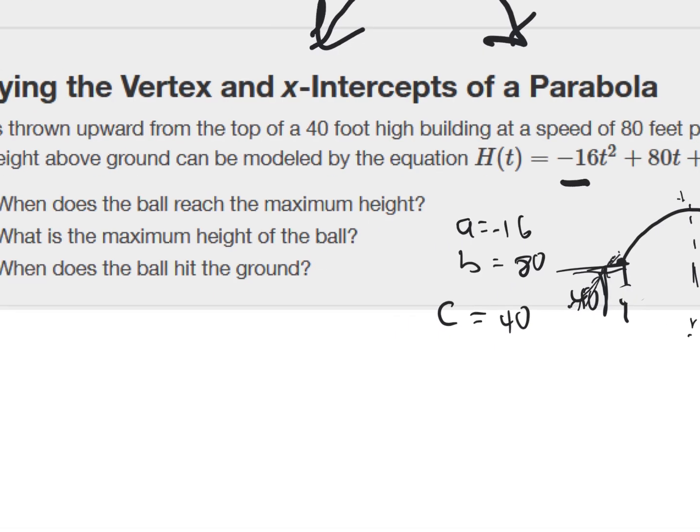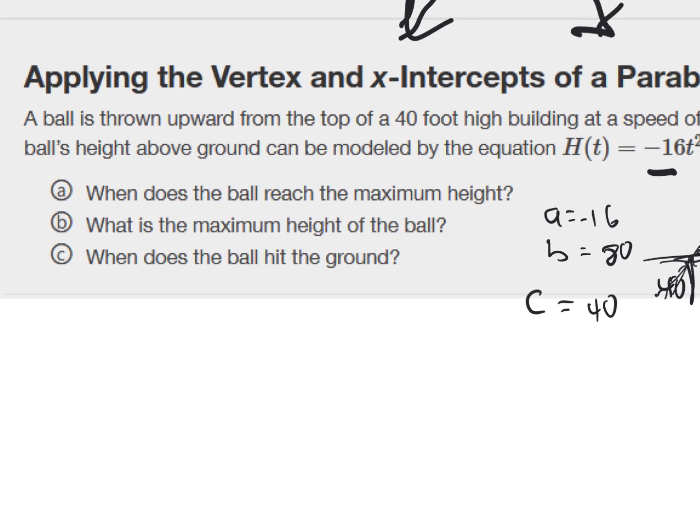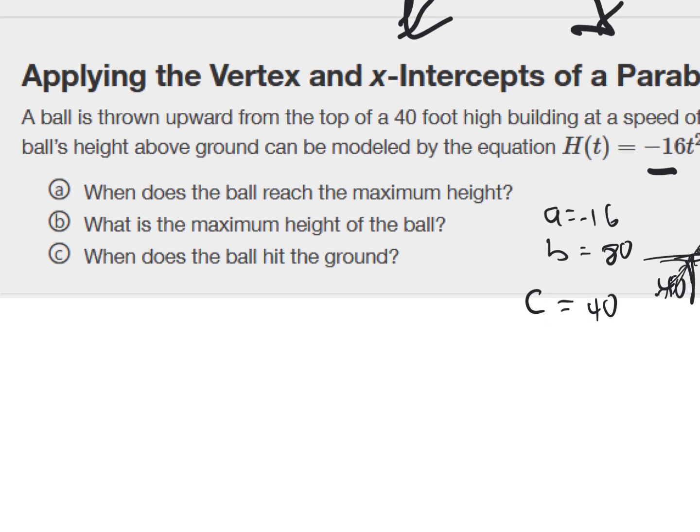So what do they ask us to do? Part a: when is the maximum height reached? Part b says, what is the maximum height? Well, this is my h and this is my k, h, k, if I was doing standard form. You could easily do the vertex. Part c says, when does the ball hit the ground?